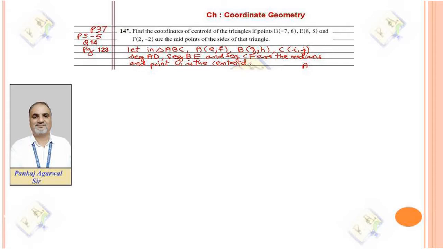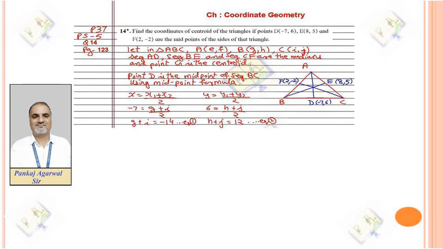P37. Find the coordinate of the centroid of a triangle if the points D (-7, 6), E (8, 5), and F (2, -2) are the midpoints of the sides of that triangle. Now we do not know the name of the triangle, so let us assume that the triangle is ABC, and the coordinates of the vertices of this triangle are A (e, f), B (g, h), and C (i, j). And segment AD, segment BE, and segment CF are the medians of this triangle, and point G is the centroid.